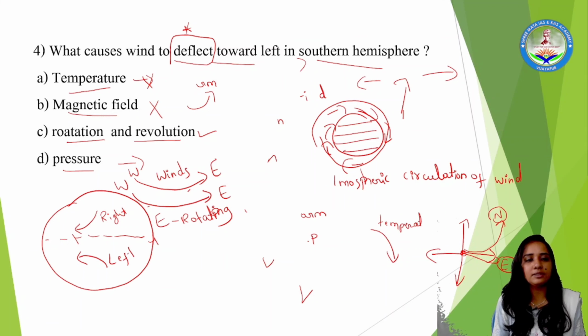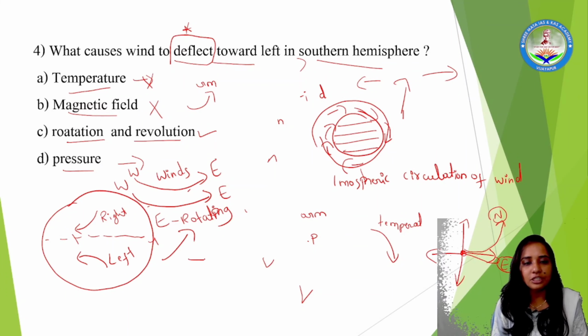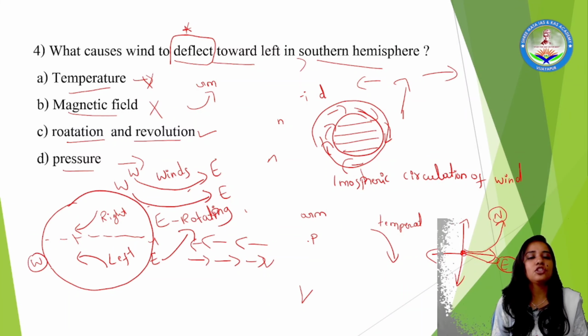Why? What is the reason? The reason is your rotation and revolution, which is causing the impact on the winds that are traveling from one region to another region. If they are traveling from east to west, then there is a change in the movement of the winds. West to east also, the deflection takes place based on which hemisphere it is located in.